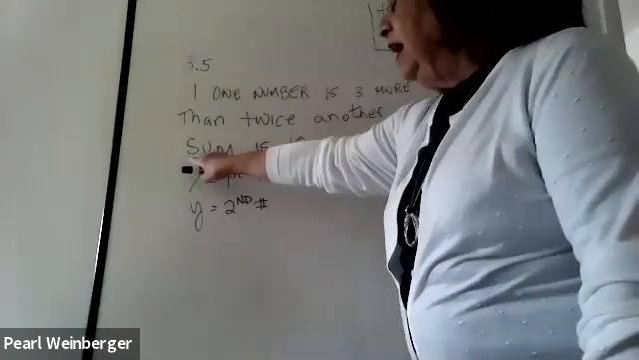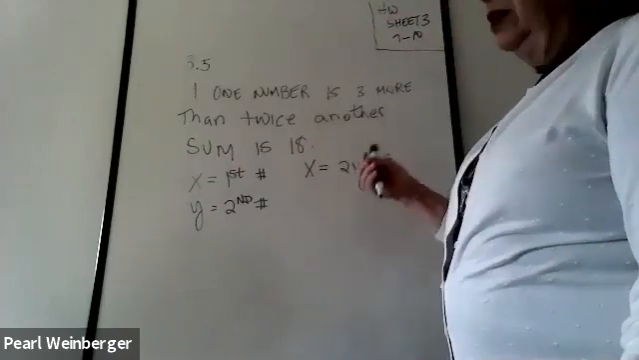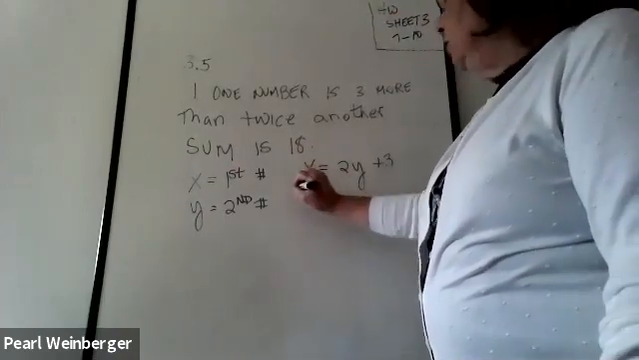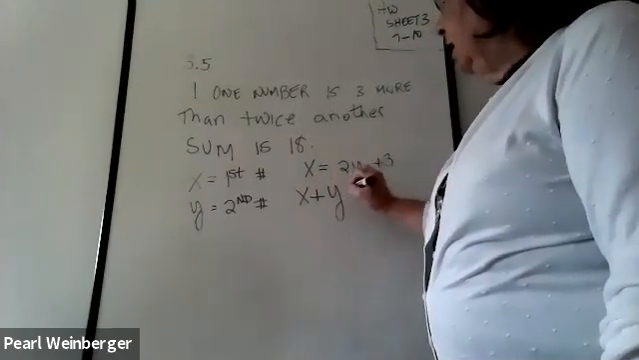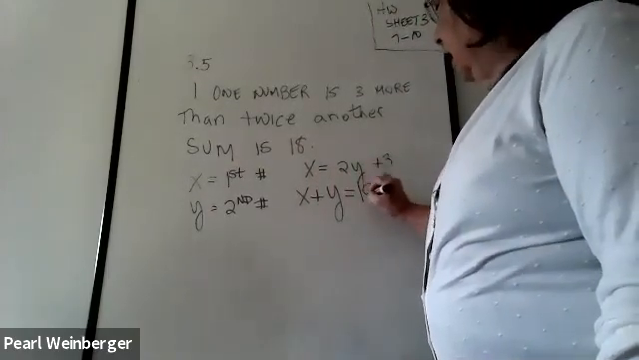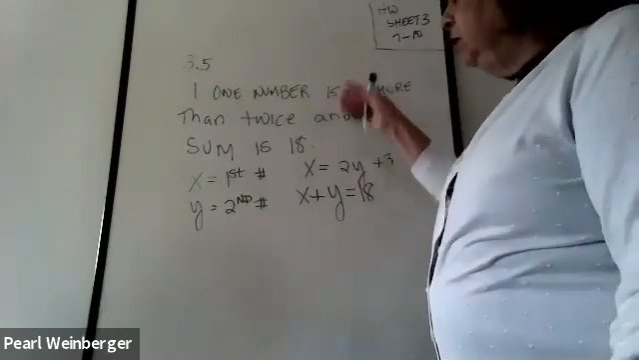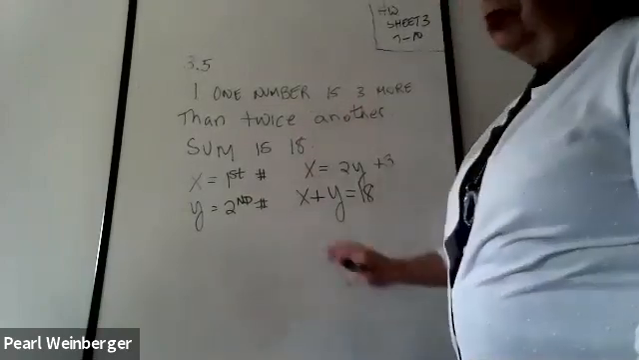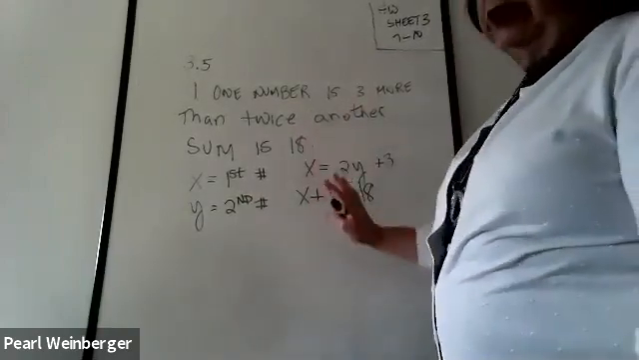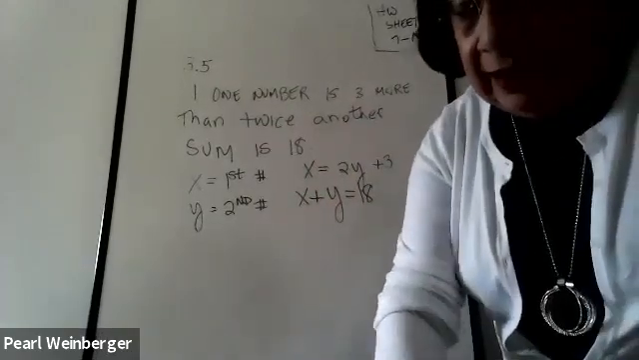The second fact is that the sum of the numbers is 18. Well, when it says sum, it means add. So that must mean that x plus y equals 18. And we have taken this verbal problem, this word problem, and translated it into an algebra problem, into a system of equations.